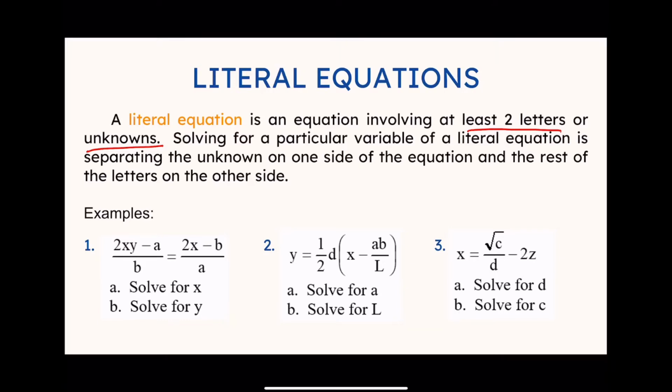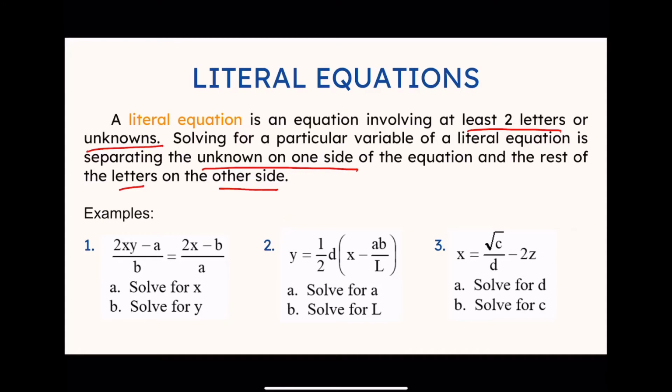Okay, so solving for a particular variable of a literal equation is separating the unknown on one side and the rest of the letters on the other side of the equation. Similar to what we've been doing with linear equations in one variable like x, we were able to solve for x by keeping it alone at the left side of the equation and taking all other terms to the right side of the equation to be able to solve for the unknown.